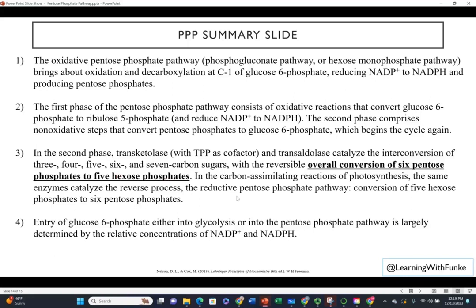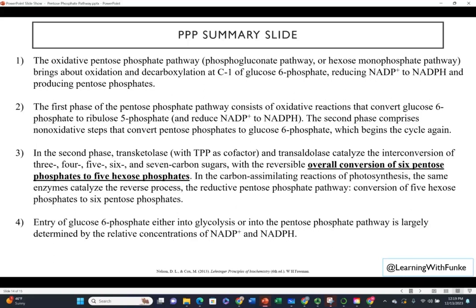All right, and in the carbon fixation reactions of photosynthesis, these same enzymes will catalyze the reverse process. So while we have done this, there's also the reverse process, which is the reductive pentose phosphate pathway, just for your knowledge, and this does the opposite, right? So this goes from converting 5 hexose phosphates to 6 pentose phosphates. That hasn't been covered in this class, but just so you know that there's also something called the reductive pentose phosphate pathway that does the reverse of what we just talked about.